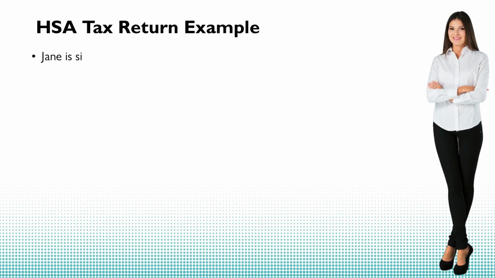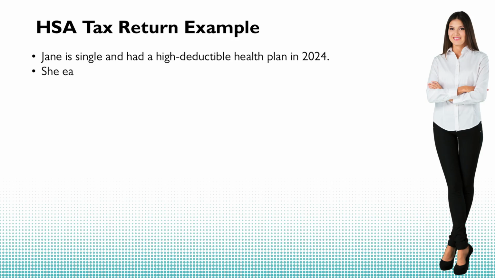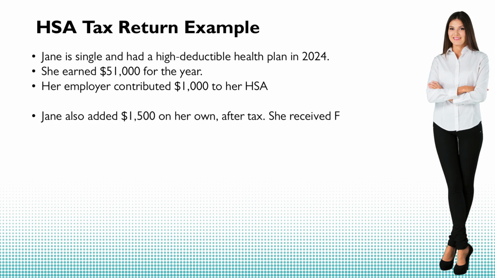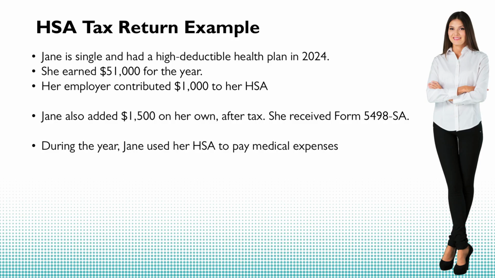Example: Jane is single and had a high deductible health plan in 2024. She earned $51,000 for the year. Her employer contributed $1,000 to her HSA through pre-tax payroll deductions. Jane also added $1,500 on her own with after-tax money. For these contributions, she received Form 5498SA.